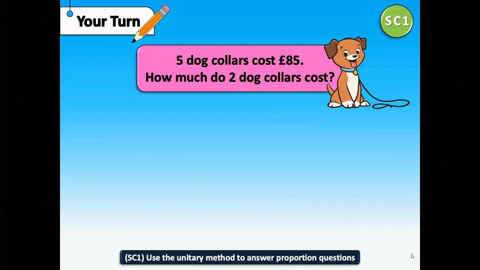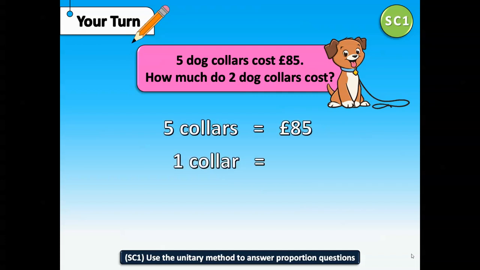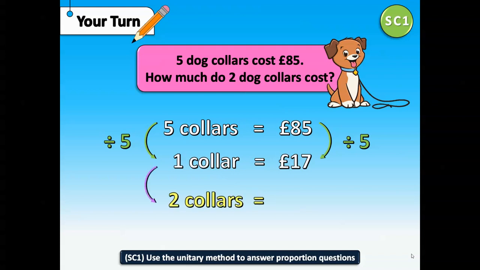So in this question, 5 dog collars cost £85. So how much do 2 dog collars cost? So we work out the price for 1 collar by dividing by 5. 1 collar costs £17. So 2 collars, if we times by 2, will cost £34.